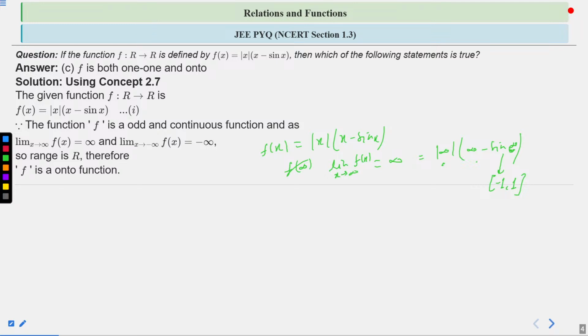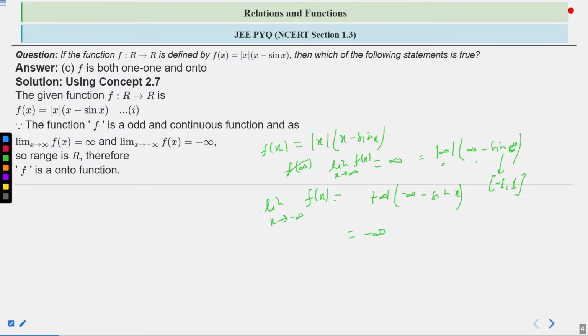So it is infinity. Now the limit as x tends to minus infinity of f(x) will be, see, absolute value of minus infinity into (minus infinity minus sin x). So it will be basically minus infinity. Got it?